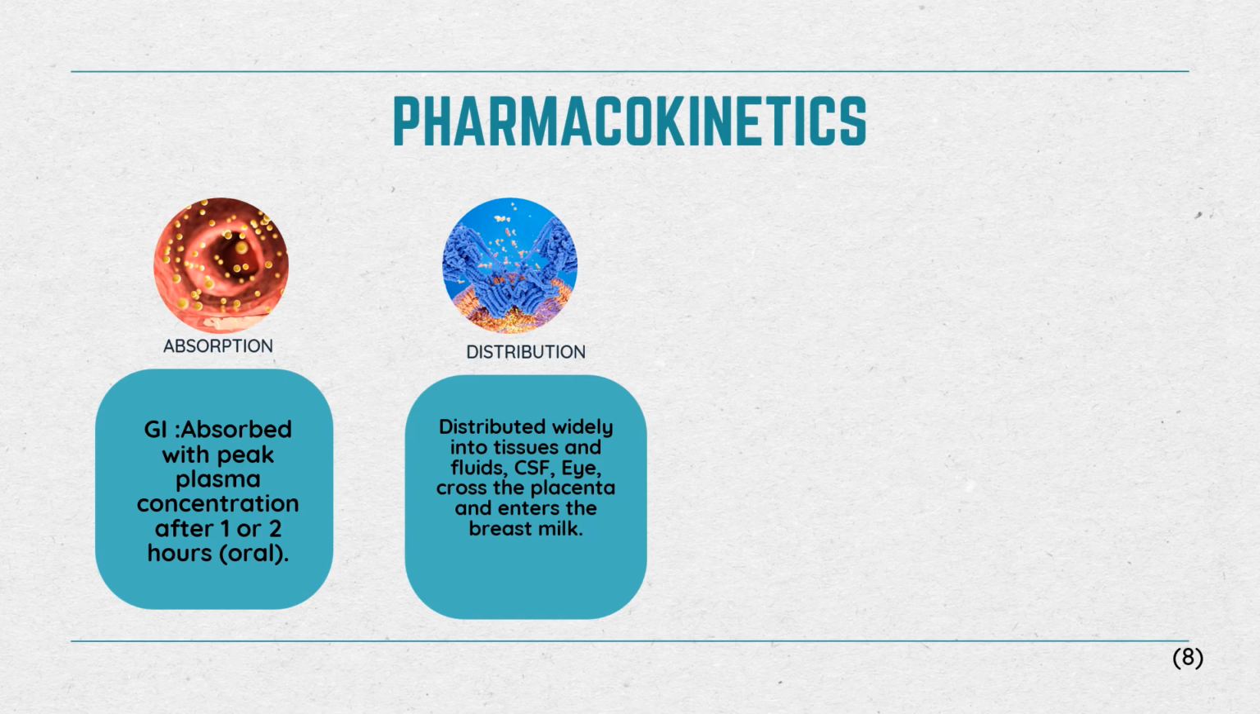Chloramphenicol is distributed widely throughout the body, penetrating various tissues and fluids. It crosses the blood-brain barrier, making it effective against the central nervous system. It enters the eye, crosses the placenta, and enters breast milk.